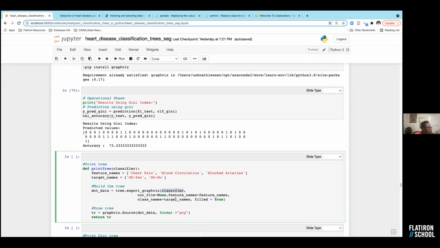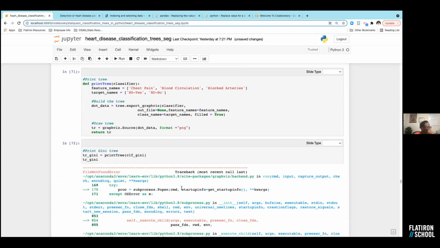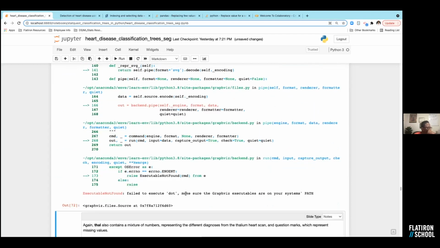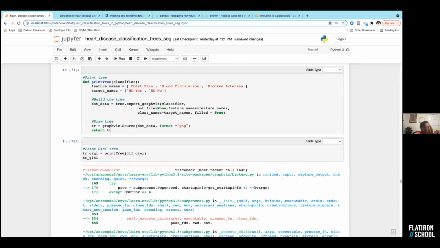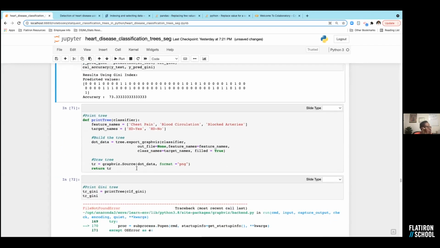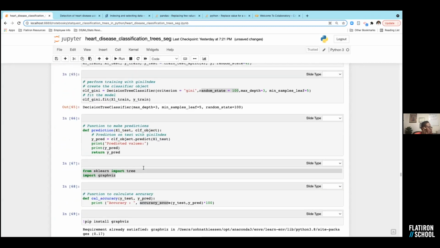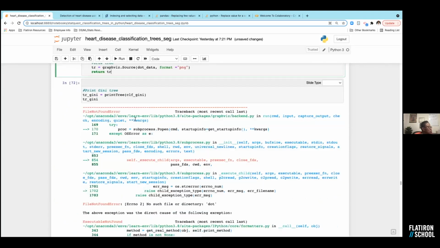I tried to simplify this. What did I do? It was, yeah. So failed to execute dot, make sure the graphs executables are on your system path. So I did download the graphs file, but for some reason, I cannot get it to work for me. And that is something I would have to play around with. Sometimes these notebooks can be a pain when it comes to loading all of these files.